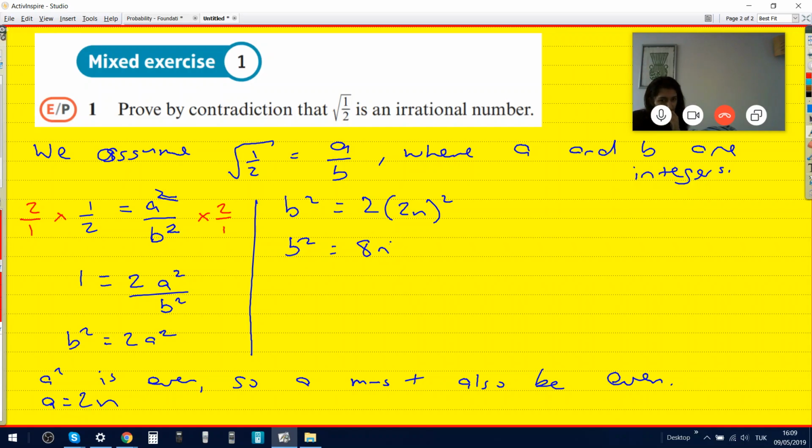Okay. So b squared is equal to 8n squared. So that could be written as 2 times 4n squared, I suppose. What does that tell you about b squared? It's even. That shows you b squared is even. So b is even. So b is also even.